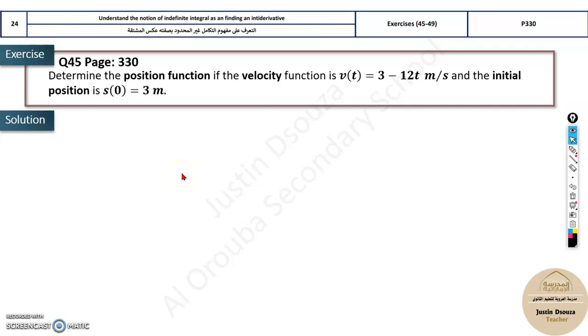We are back to the 24th problem. Now, here we need to solve real world problems of indefinite integrals. Before we begin, I want to tell you about a few things: acceleration, velocity, position. It is very important for you to know that the integral of acceleration is velocity, whereas the integral of velocity is position.